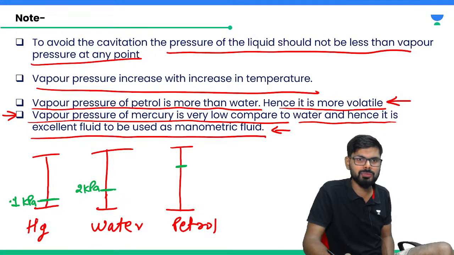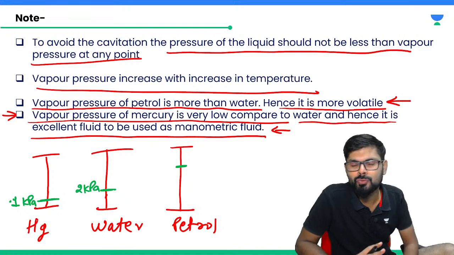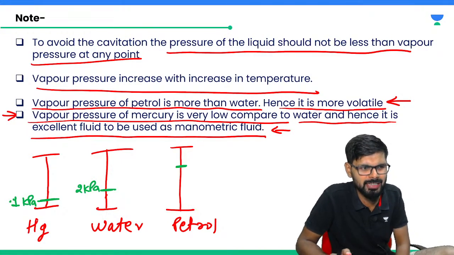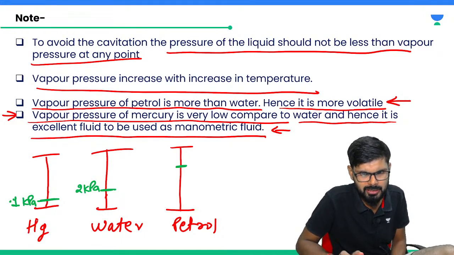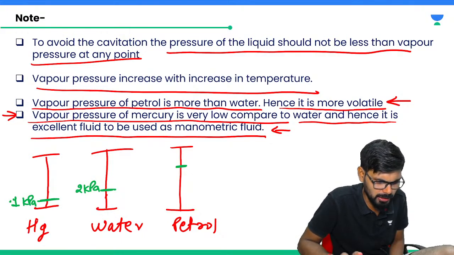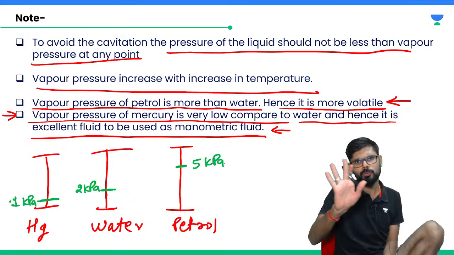It will have some certain value, but it's very low. At normal temperatures it is very low. I'll tell you the value in future, but currently I don't remember it, at some 20-30 degrees. Let's say petrol is 5 kilopascal. Just a random value I'm taking to make you understand.